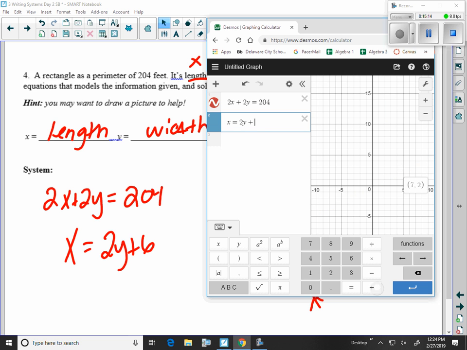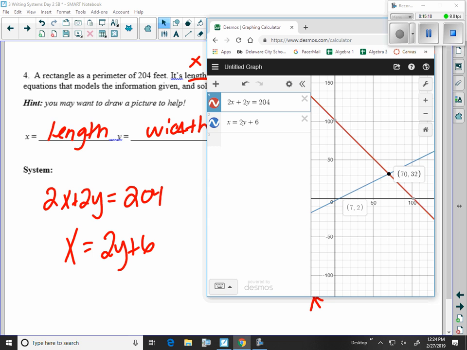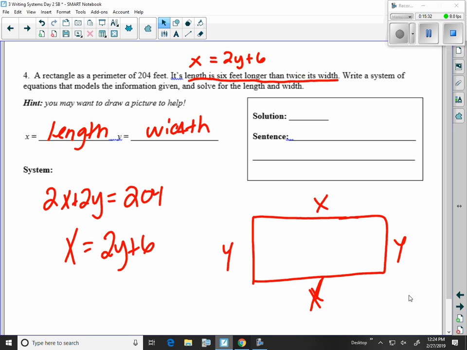All right. We're going to have to zoom out here. Here we go. All right, 70, comma 32. If you were to put that in both of those equations, it would satisfy both equations. So, 70, comma 32. The length is 70. Yeah, she just told you what the answer was. Okay, so the length of your rectangle is 72.